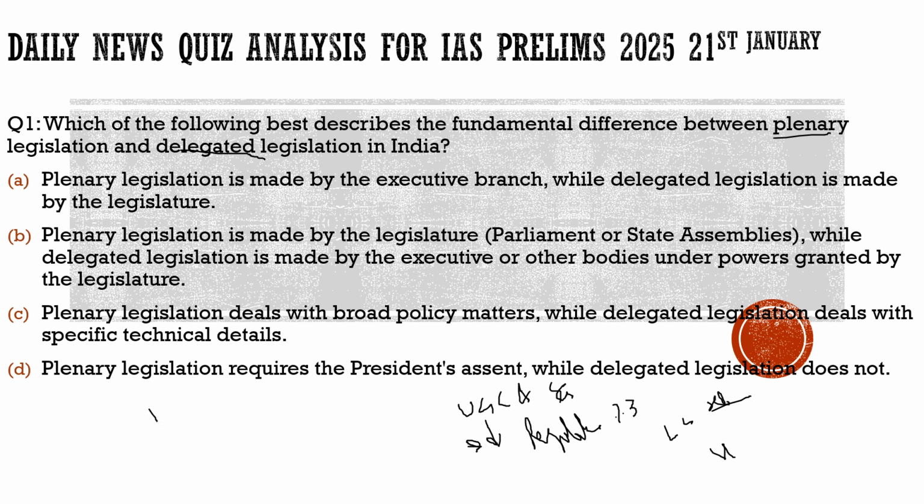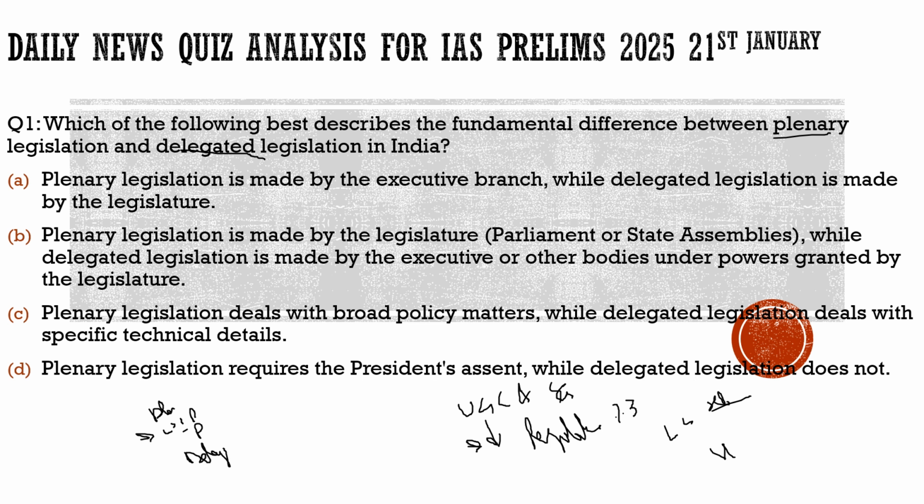Plenary legislation is given by the legislators. For example, a law is passed by the legislature at the central level. It is passed by both the Lok Sabha and the Rajya Sabha, and the president will give his assent. So in this way, if a law is passed, it becomes a plenary legislation. And what is delegated legislation?